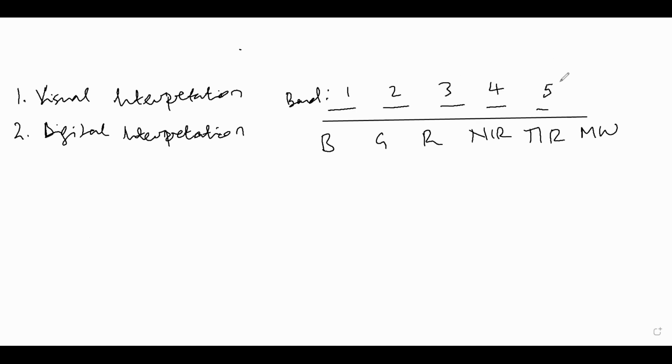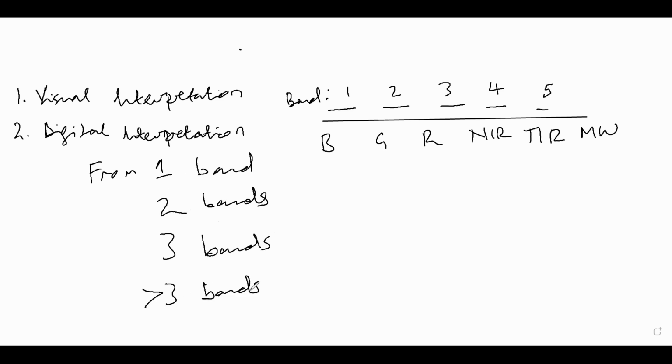So when it comes to digital image interpretation, we have cases where we can seek to extract information from one band. We can extract information from 2 bands. We can extract information from 3 bands. We can even do more than 3 bands. And I would like to go through them. We would like to see how many of these we can go through.